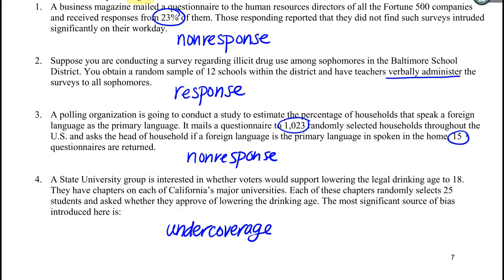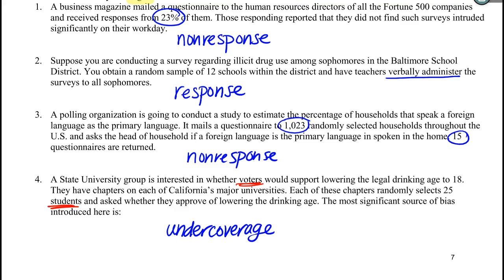Who did we want to know about, right? Who was our population? Voters. Who did we go and talk to? Students. That's a big disconnect, right, between our population and our sample. So we have left out everyone who's not a student. All of us old people who don't want young people at the bars with us. So that's a big undercoverage issue.